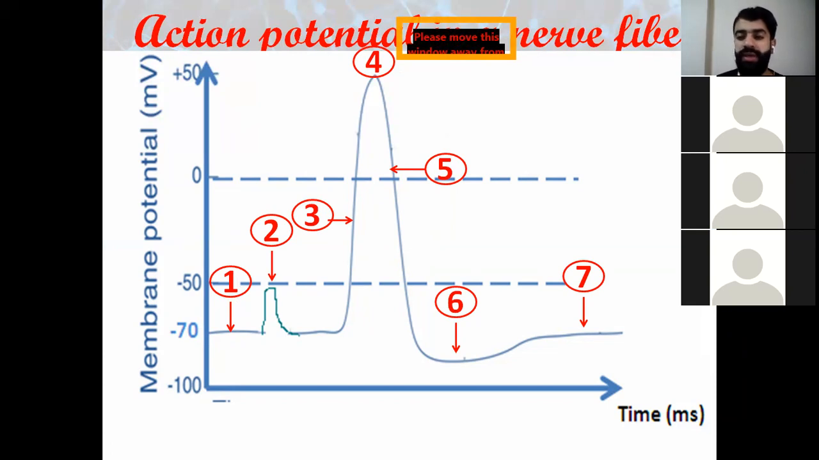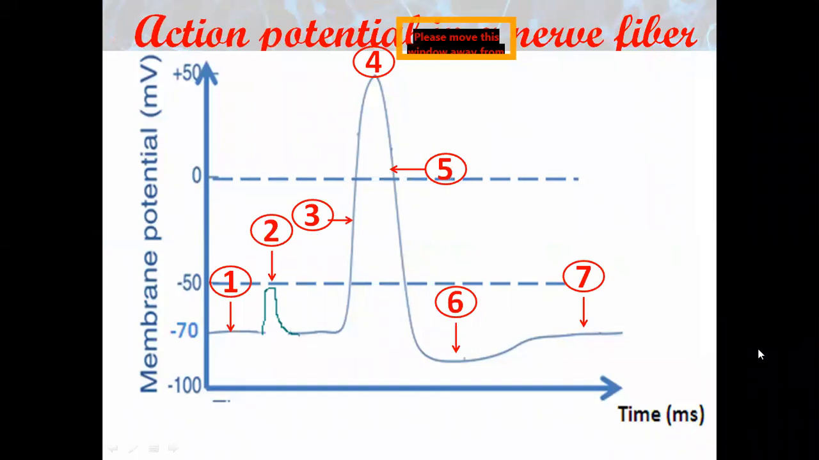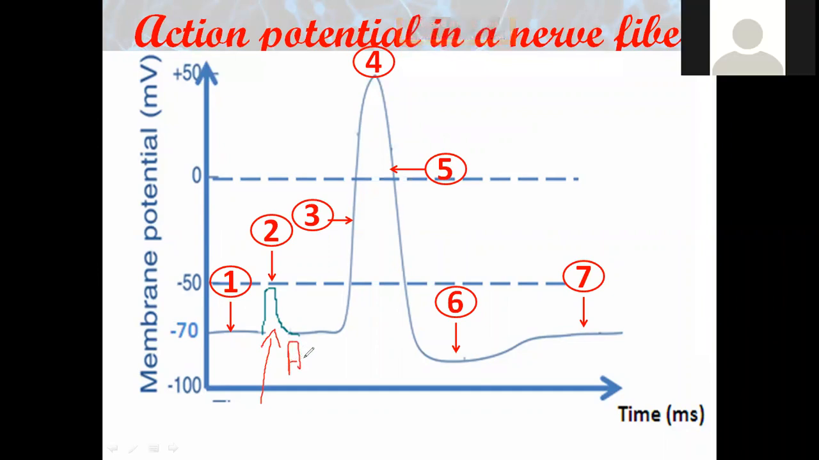Number 2, what can you say about 2? What do we call this? Yeah, Badia. Number 2 has a special name here. It's called what? It's called artifact. Artifact. Excellent, very good. It's called artifact.